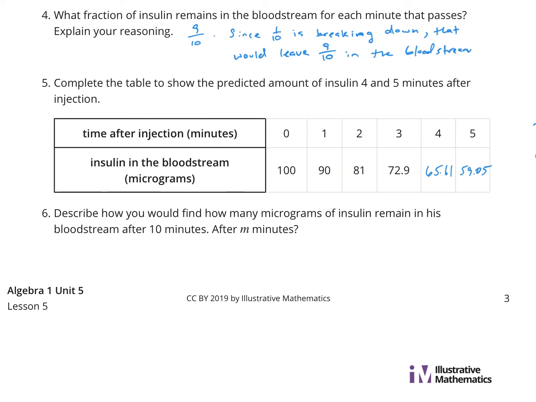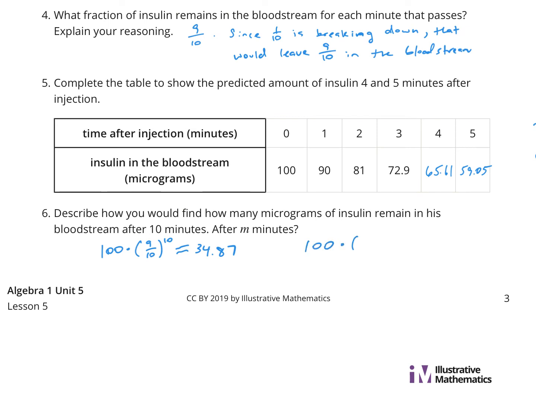Next, it asks you to describe how you would find how many micrograms of insulin remains in his bloodstream after 10 minutes or after m minutes. So to figure out 10 minutes, I'm going to think back to my exponential decay equation that I could create. So our equation is always the amount we start with, so that's 100, times what fraction is remaining. So in this case, that's 9/10, and then that's going to be raised to the 10th power. And if you went ahead and did that math, you didn't have to, but just so you know, that's going to be approximately 34.87, we'll say.